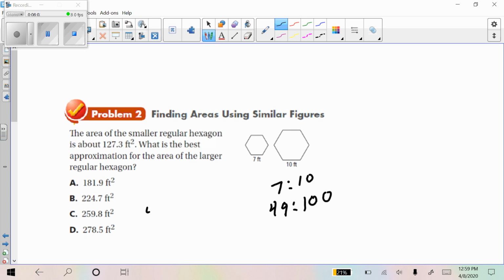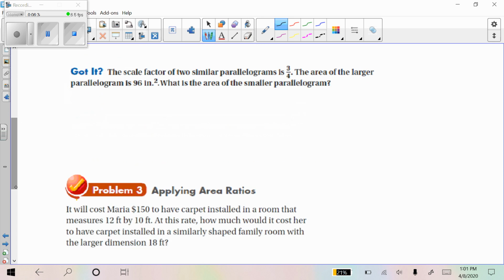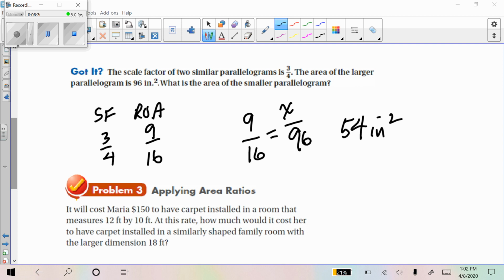So I'm just going to set up a proportion, 49 over 100 equals, the smaller area is 127.3. And so then we're going to just cross multiply and divide. And we get 259.8 is the closest answer. We round to the nearest 10. All right, why don't you try one here and see if you get the answer right. If you did it right, you should have got 54 square inches.